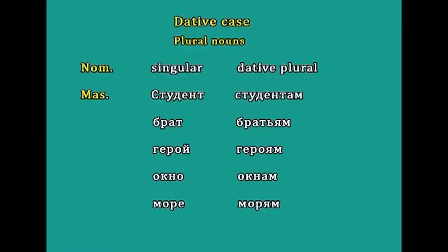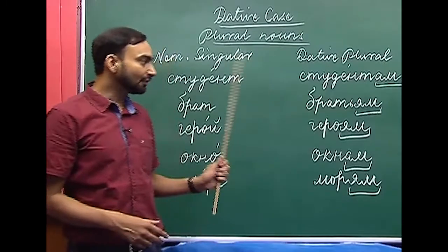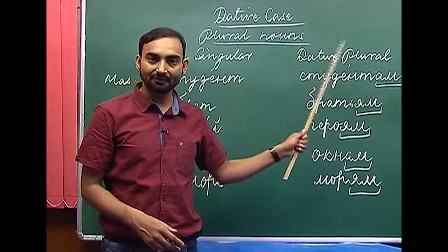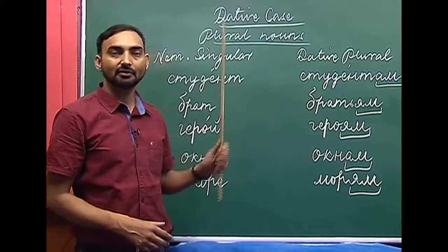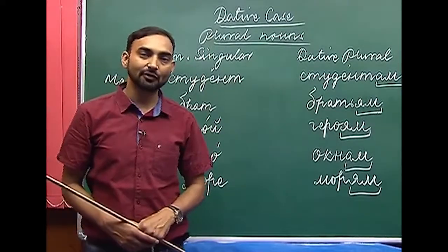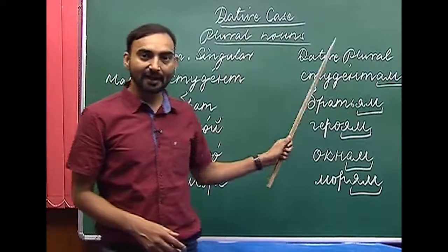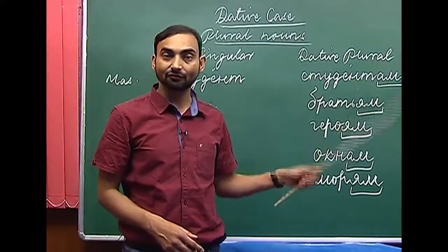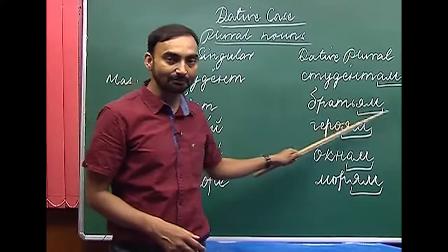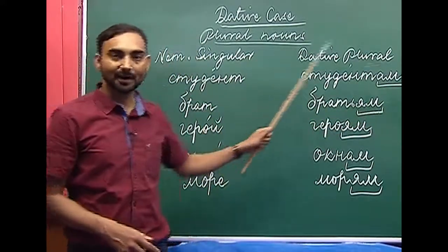The next one we have is brat. Nominative singular is brat. Brat also ends with a hard consonant t. So, what happens when we use brat in the dative case in plural form? Before making its plural in the dative case, you have to remember its nominative plural. What is the nominative plural of brat? It is bratya. Bratya ends with ya, which is a soft vowel. So, here we will use yam, bratyam.